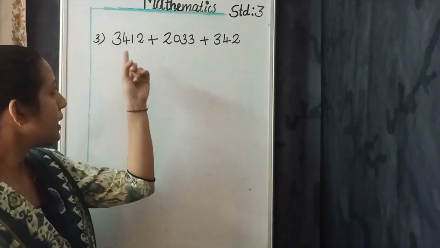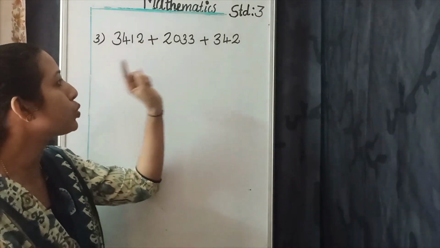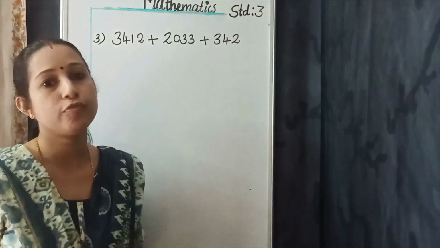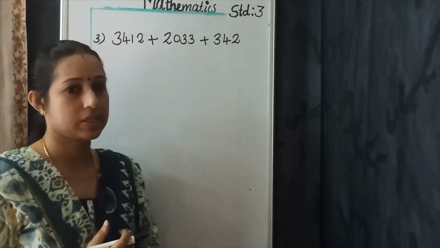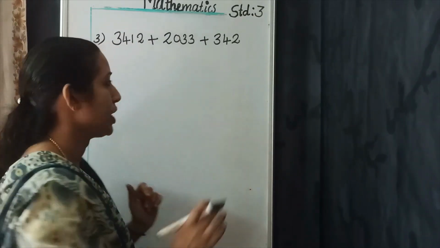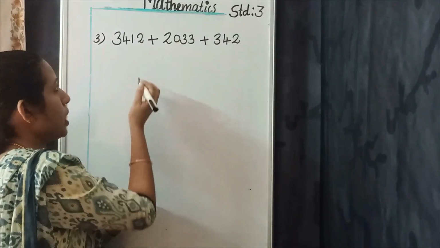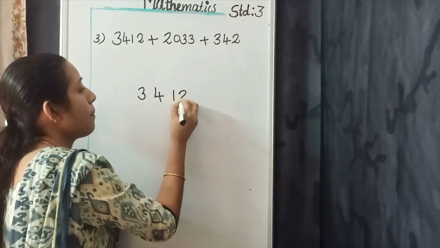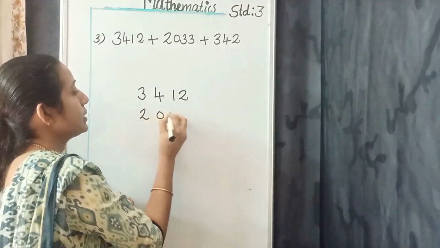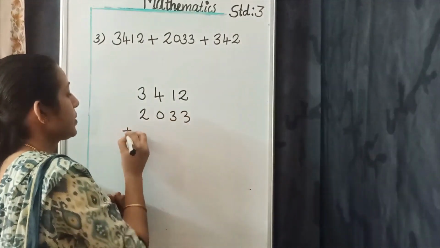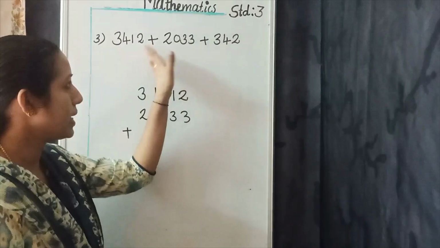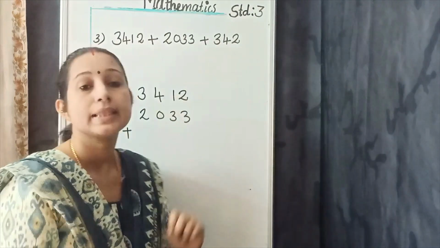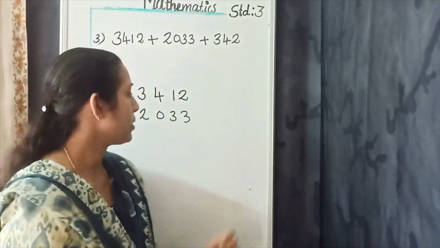Example 3. The question is 3412 plus 2033 plus 342. Addition of more than 2 numbers. Same method we use. Vertical addition means write one number below the other. We start from the first number, 3412 plus 2033 plus. See, here 3 addends are there. The first 2 addends are 4-digit numbers, but the third addend is a 3-digit number.